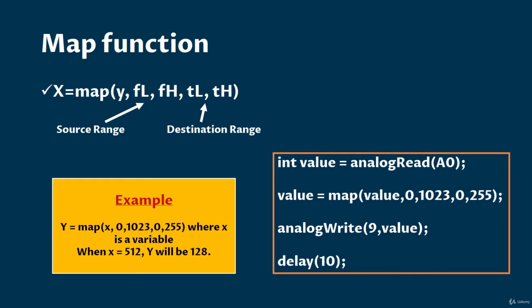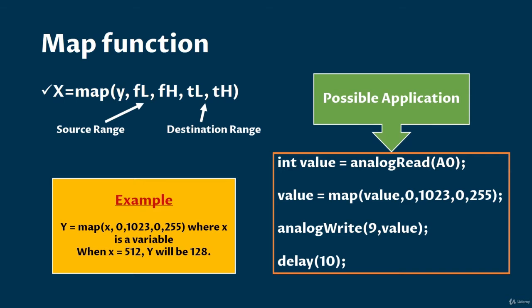How? 512 is the middle point of the range 0 to 1023 and 128 is the middle point of the range 0 to 255. The mapped value will be stored in y. You may ask where we can use this map function. Let me give you an example.